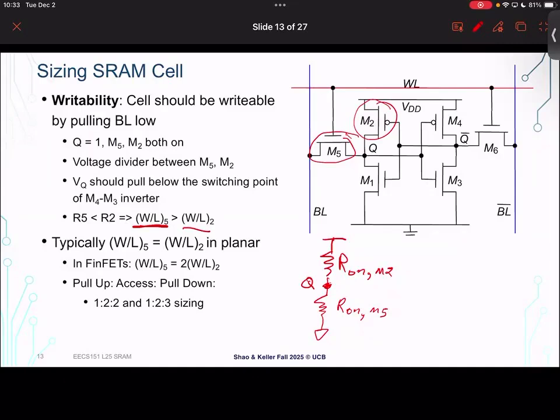In old planar processes, right, PMOS used to be weaker than NMOS. So you would kind of get this for free just by setting them to equal size. But as we've discussed in FinFET, that's no longer true. And so we once again would double up. We would say the access transistor M5 has to be twice the size of the pull-up transistor M2.